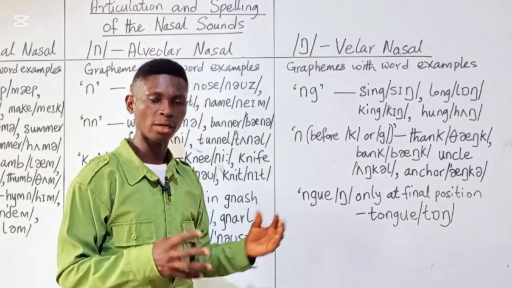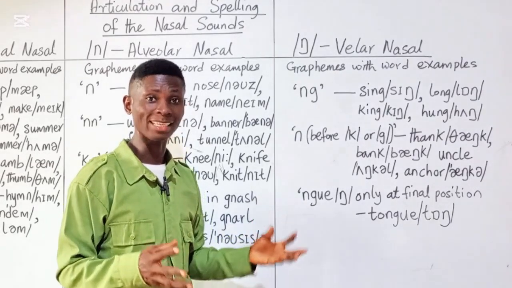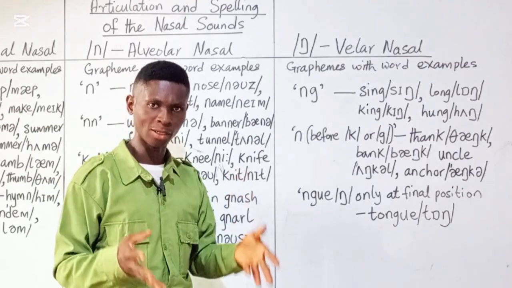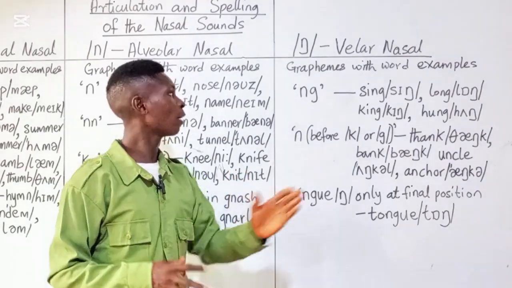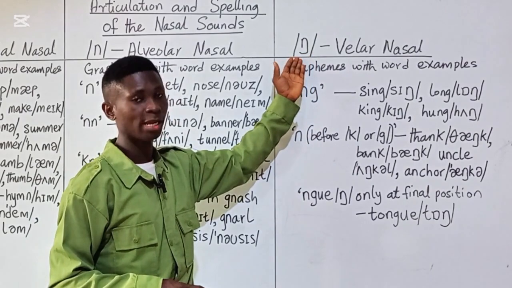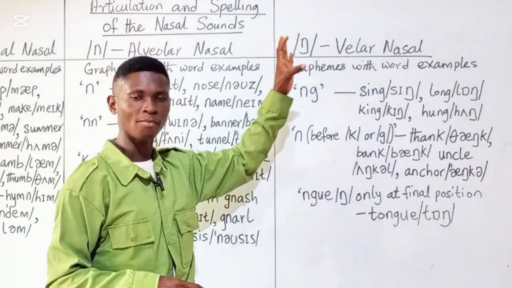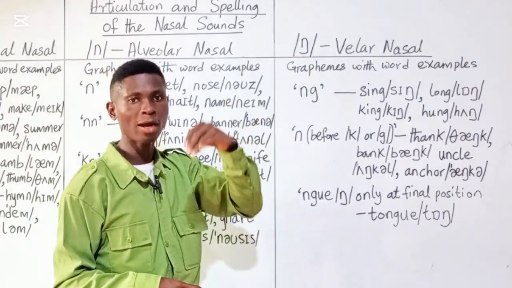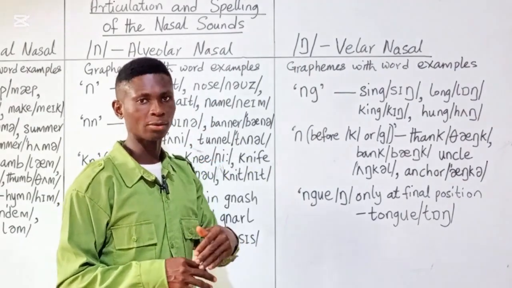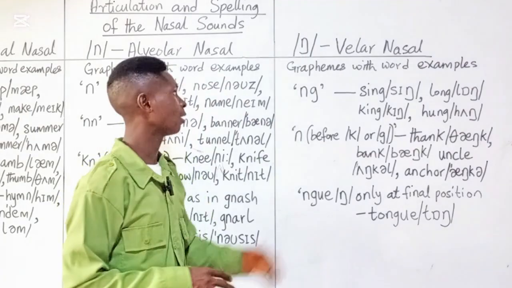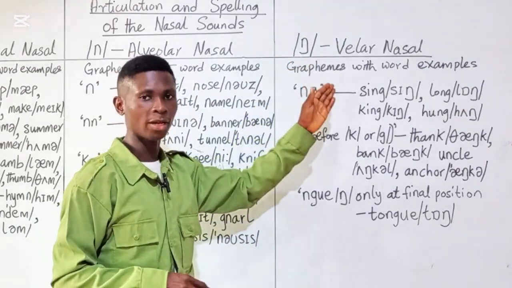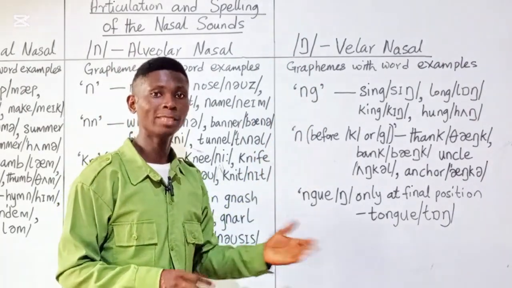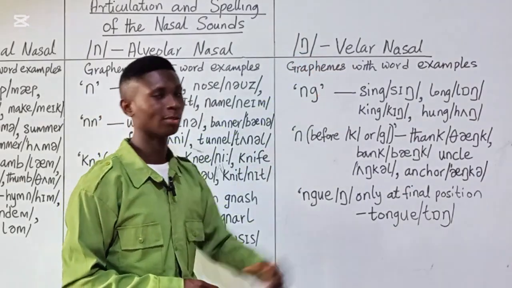In other words, the organs involved are the soft palate, otherwise known as the velum, and the back of the tongue. So when this sound is articulated, the back of the tongue will lean on the soft palate, that is the lower part of the roof of the mouth. Then you stop the flow of air from passing through the mouth, and the air finds its way out through the nose. That's why we call it a nasal sound.